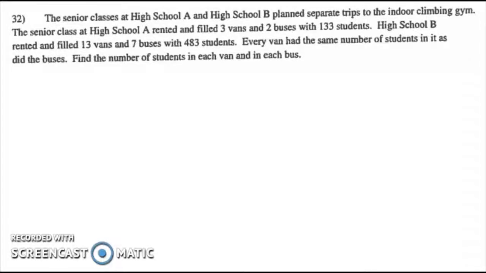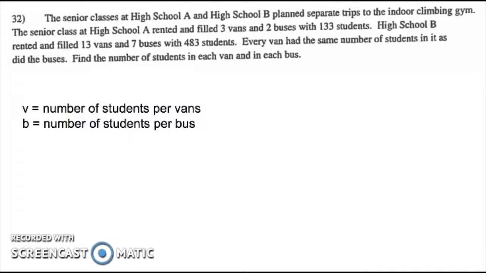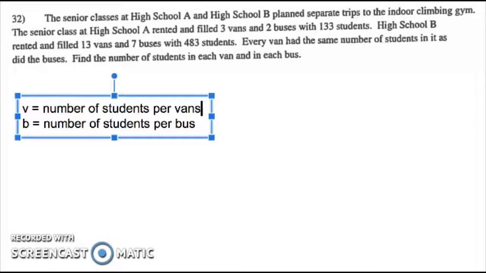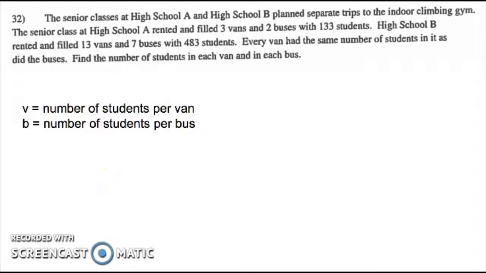So the first thing we need to do is establish our variables. So I'm going to have V represent the number of students per van, and B is going to represent the number of students per bus. So looking at high school A, they filled 3 vans and 2 buses with 133 students. So it will be 3 times the number of students per van plus 2 times the number of students per bus equals 133. So 3V plus 2B equals 133 for high school A.